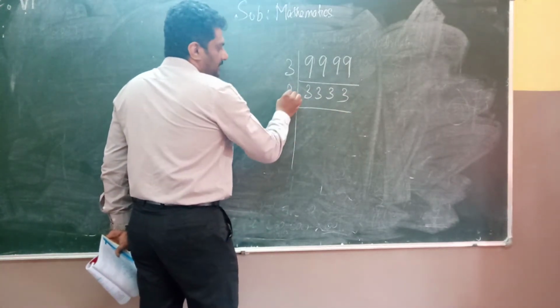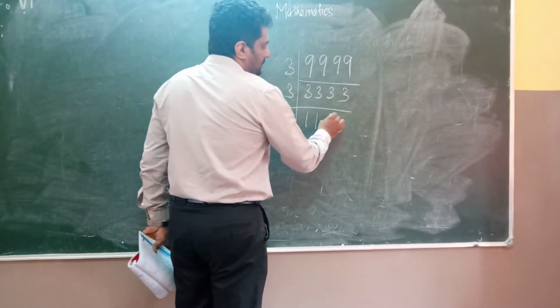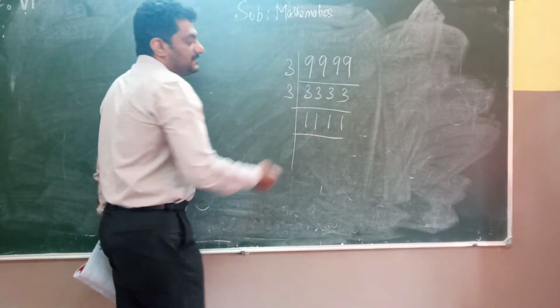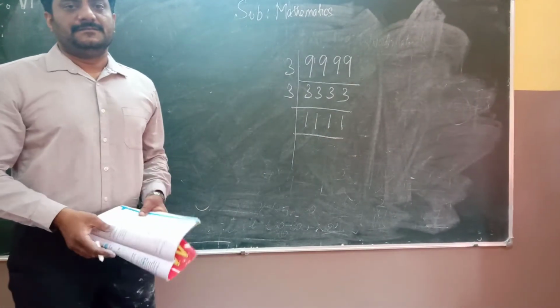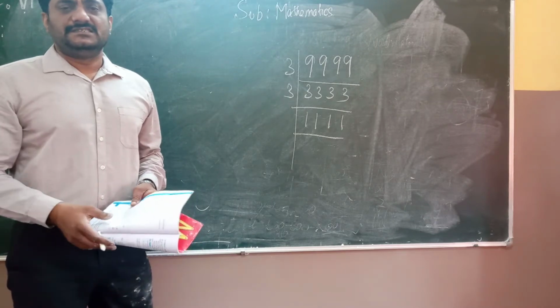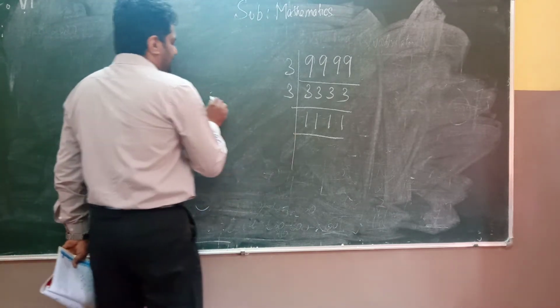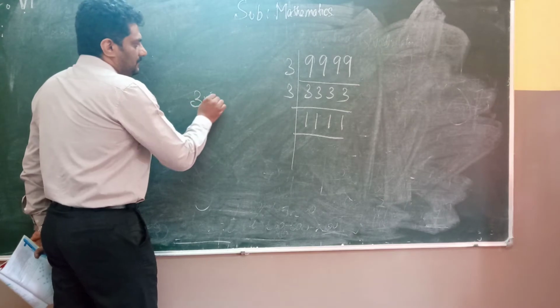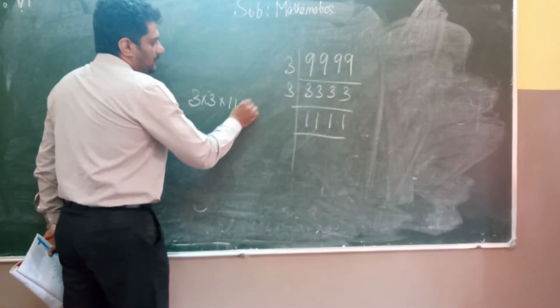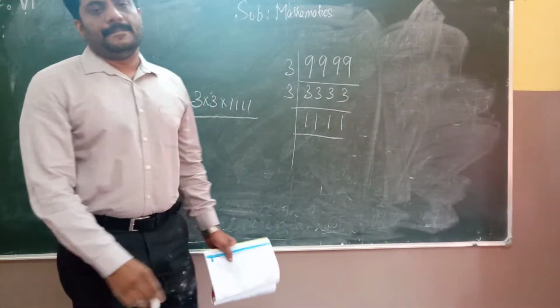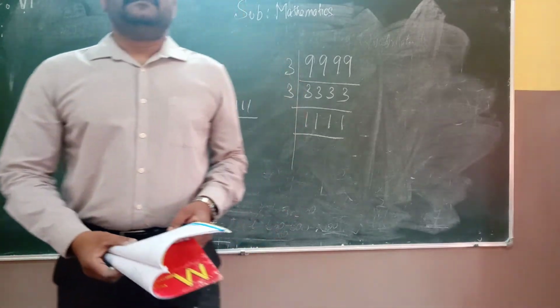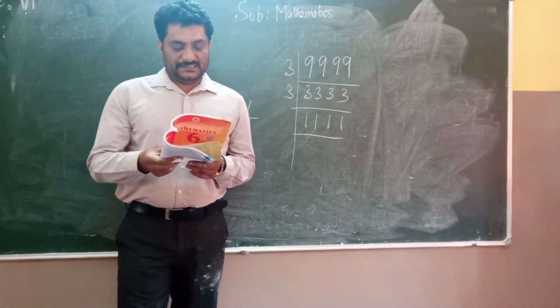Next, again 3. 3 times 1111 is 3333. Now is this divisible by any number? It is not. So write it like this. This is how you write a number in its prime factors.